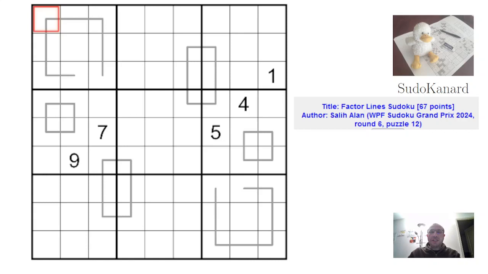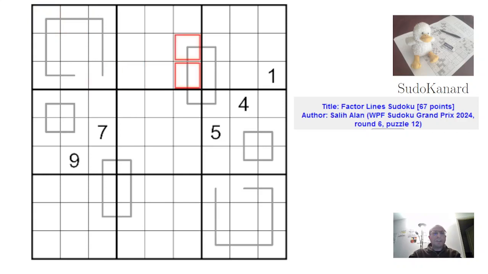We're here to solve this factor line Sudoku by Turkish author Salih Alan from the latest Sudoku Grand Prix. And this variant is, I think, new on Sudoku Grand Prix, I'm not sure, but I'm pretty sure I saw it already on another contest, but I just can't remember where it was.